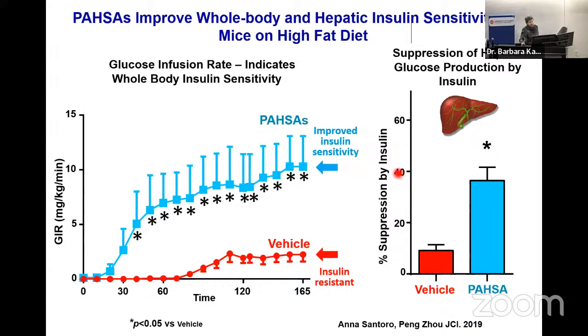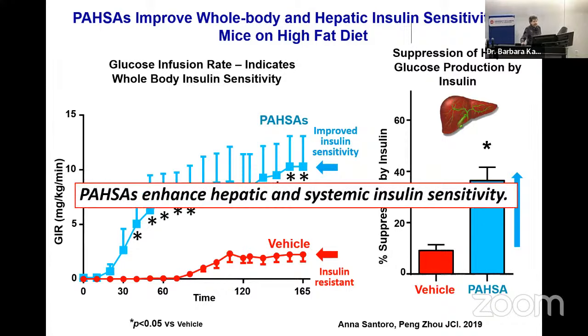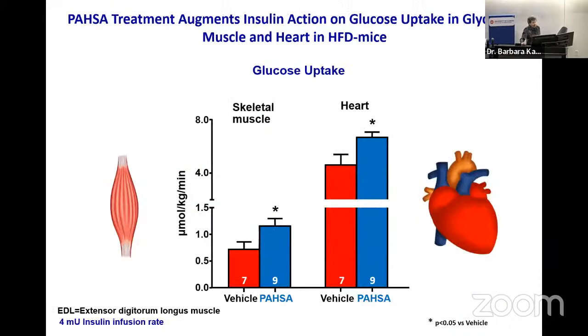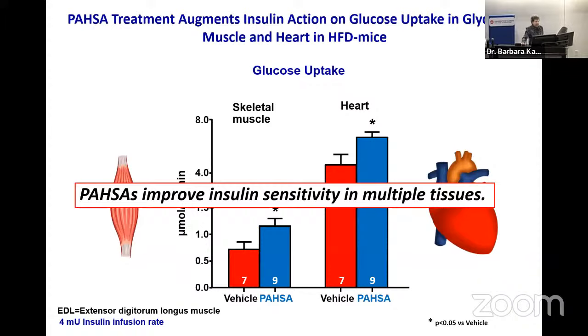And if we focus specifically on the liver and the ability to suppress hepatic glucose production, in vehicle-treated mice, hepatic glucose production is only suppressed about 8%. But with PASA treatment, we can markedly enhance the suppression of hepatic glucose production. So PASAs enhance hepatic and systemic insulin sensitivity. Now, they also have modest effects to increase glucose uptake in skeletal muscle and in the heart. So PASAs improve insulin sensitivity in multiple tissues.